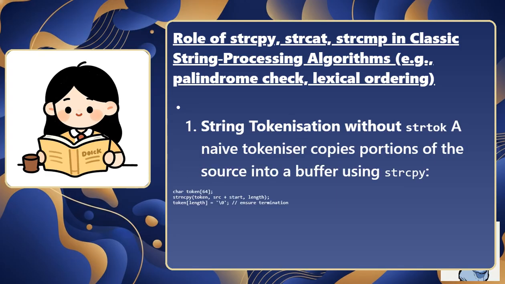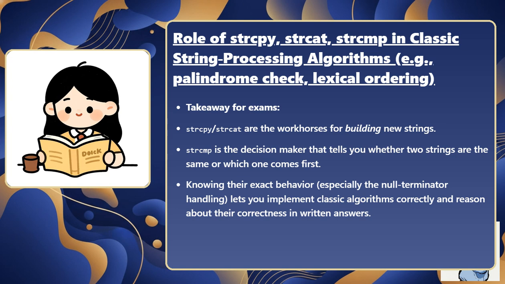A naive tokenizer copies a substring of the source into a token buffer using strncpy, then explicitly adds a null terminator at the length position to ensure proper string termination. In summary, strcpy and strcat are the workhorses for building new strings, while strcmp is the decision maker that tells you whether 2 strings are equal or which one comes first. Knowing their exact behavior, especially how they handle the null terminator, lets you implement classic algorithms correctly and reason about their correctness in written answers.